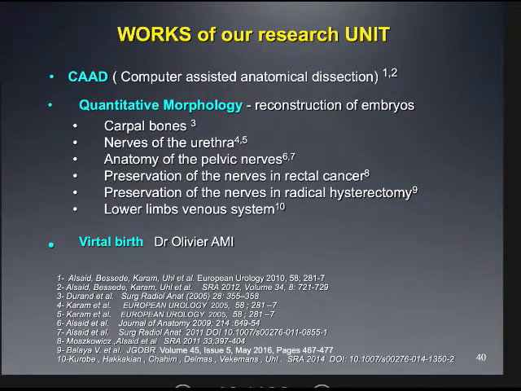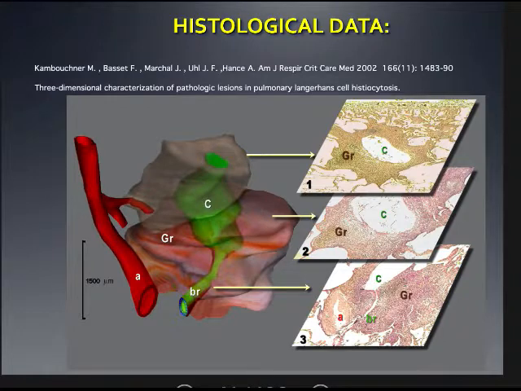Another point, which is completely different, done by Dr. Olivier Ami, is a virtual birth project. First example, the histological data. You see here that we made a paper about pulmonary Langerhans cell histiocytosis. You see that it is a characteristic lesion with a granuloma and a cyst of the small branch, which is reconstructed here by different histological slices. You see the scale here, 1.5 millimeter.